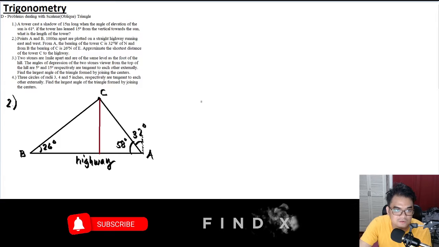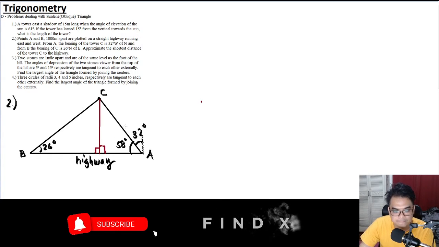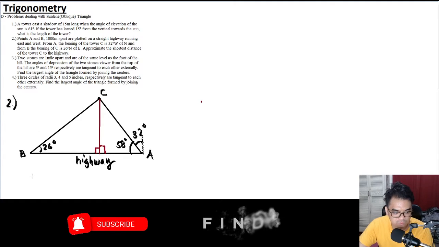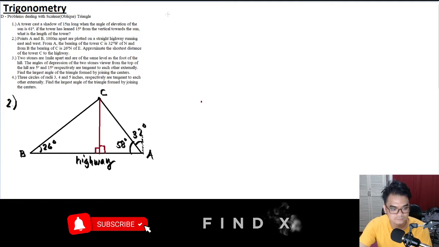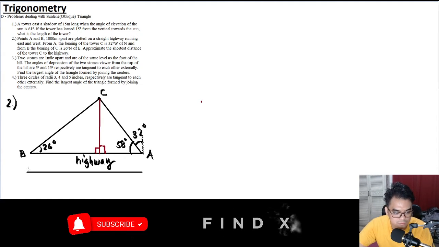Okay, so if that is a straight line, we can conclude that this is a right angle, and this is also a right angle. Okay, so those are right angles. And then we also have points A and B 1000 meters apart. So therefore we can say that this part, this to here, is 1000 meters.